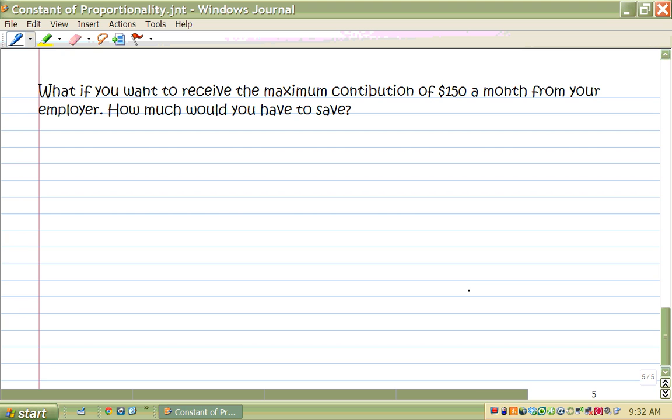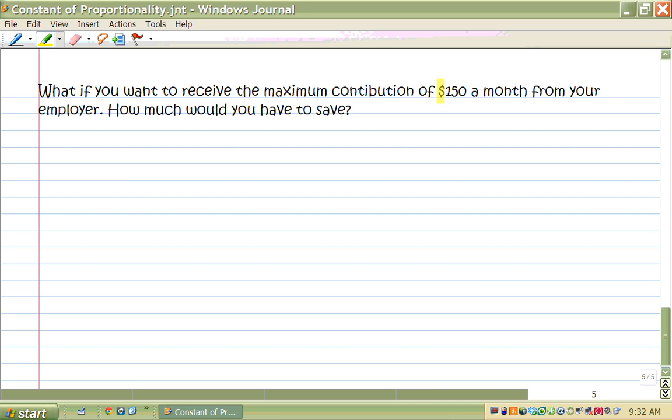Now, a common thing that I see with people is this. They say, all right, well, an employer knows that they can't match everything. So they set a limit, okay? So let's say the employer set a limit here of $150 a month that they'd be willing to pay on their contribution. You're like, well, okay, how much do I have to save to make sure that I get that $150 from them? I don't want to save any more, but I want that full 150. That's something that a lot of people try to figure out. Well, good thing you're in Mr. Jones's math class, because now you know how to do it.